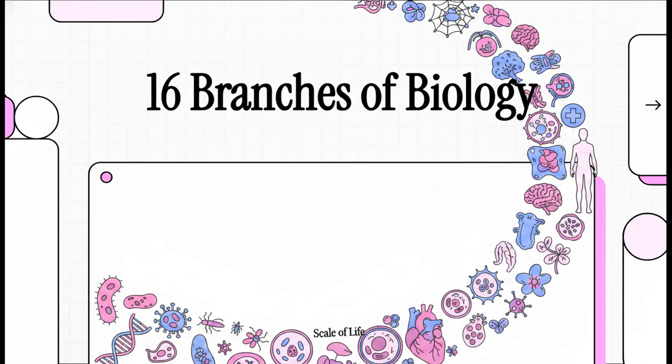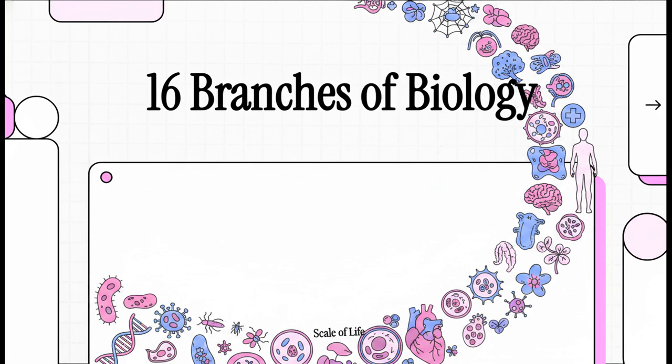Welcome to this explainer. Look, if you're a focused learner trying to wrap your head around the massive, intricate world of life sciences, well, you've landed in exactly the right spot. Today, we're taking a pretty fascinating journey through the 16 major branches of biology. Think of it like an epic scale of life. We're going to start way down at the invisible, microscopic level, and then build our way all the way up to these massive, complex environments and healthcare systems. By the time we wrap up, you'll have a rock-solid map of how biology is actually organized and why every single piece matters.